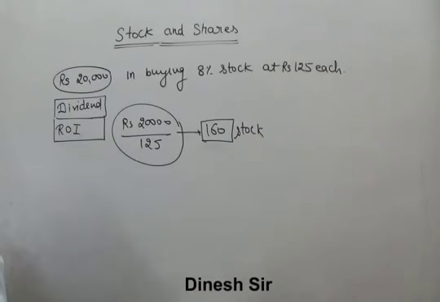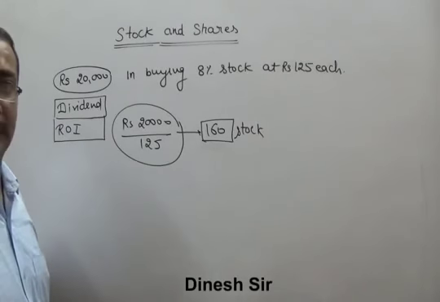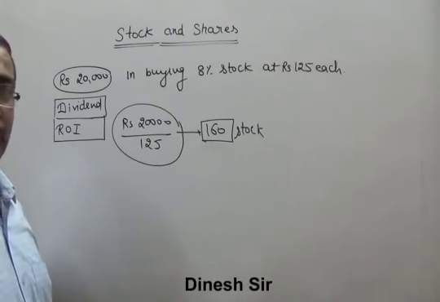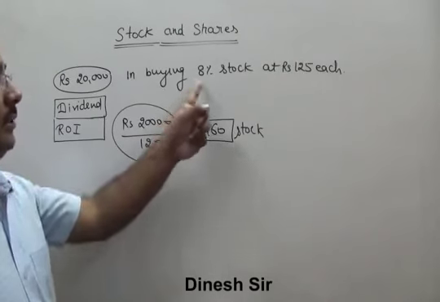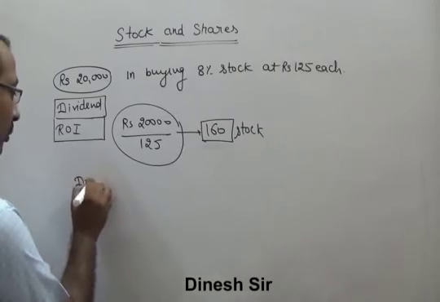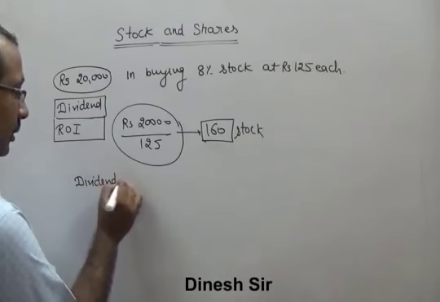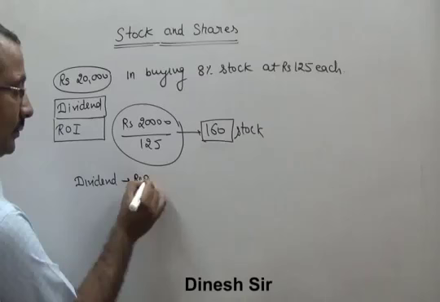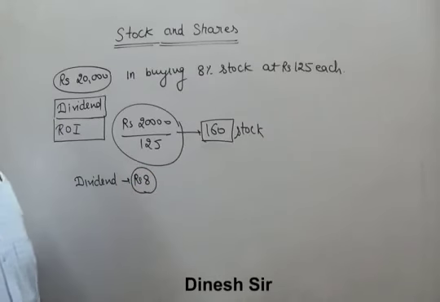Now you have to find the dividend. As earlier I told you, if nothing is mentioned, we state that the face value of the stock is always rupees 100 and dividend is always given on the face value. It means dividend on one stock is rupees 8.